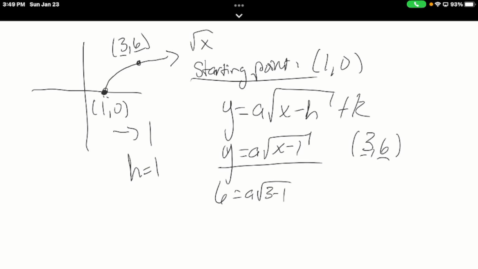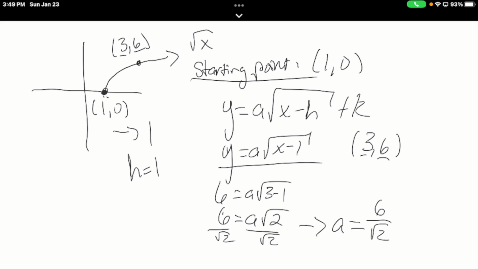This ends up not being nice, but that's okay. So in this case, I am going to simplify this down a little more. 3 minus 1 will give me the 2. So I've got 6 being a times the square root of 2. If I'm wanting to get a by itself, I'm just going to divide by the square root of 2, which gives me that a is equal to 6 over the square root of 2, which is the same thing as 6 root 2 over 2, or 3 root 2. That's my a value. This isn't very nice looking, but we'll make it a little nicer looking in a second.